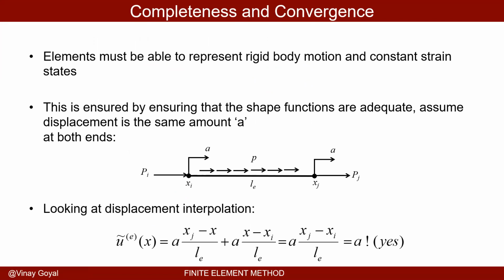Every element is supposed to be able to represent the rigid body motion. We already talked about that. So this node moves A, this node moves A, then A can be factored out, and this is 1. So therefore, every element is able to represent this rigid body motion, and I showed you that this is the case for this problem. So if this moves an amount A, this moves an amount A, every point in between should move the same amount, and you can see that that happens. Doesn't matter what value of x you select.